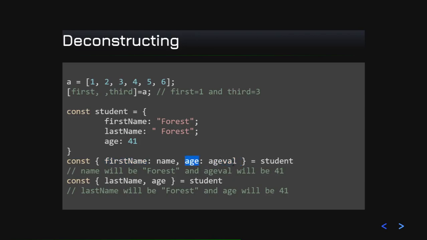If I don't want to change the name of the variable, I can do it like this, in which case the last name variable will get the value of the last name field of the student object, and the age variable, the new age variable, will get the value of the age property of the student object. Okay, so last name will be equal to Forest and age will be equal to 41.